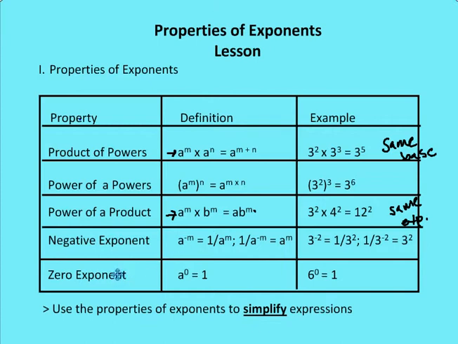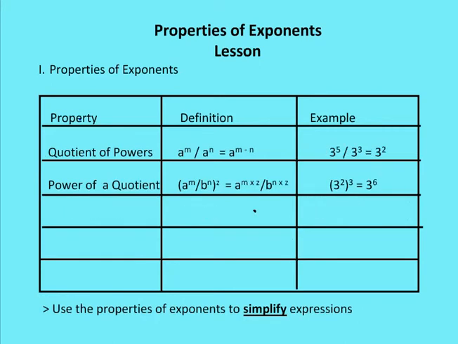Then the next is the zero exponent property. And that just says that anything to the 0 is going to be equal to 1. Okay, so you're going to use these properties of exponents to simplify expressions that you're given, or when you're required to simplify some particular expression. All right, moving on, we have a couple more to go.